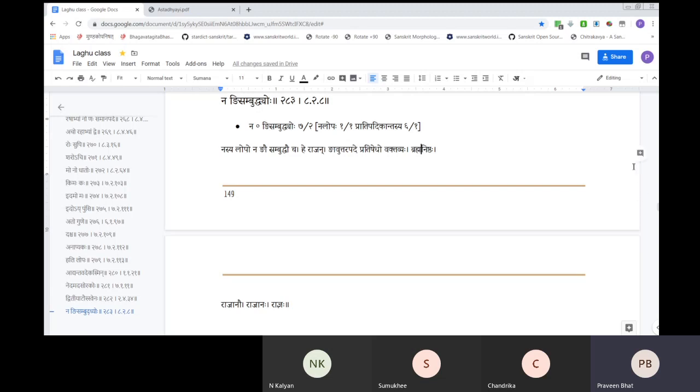It is already near 11:30. I have a class at 11:30, so I'll stop here. We'll talk about this later. Here in Brahman, Nakara Lopa has happened, but this Pratishedha Vachya is not the concern here. I'm sorry, there are multiple phone calls. I'll stop the class here and we'll continue later.